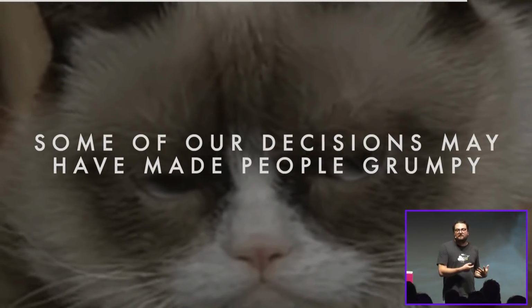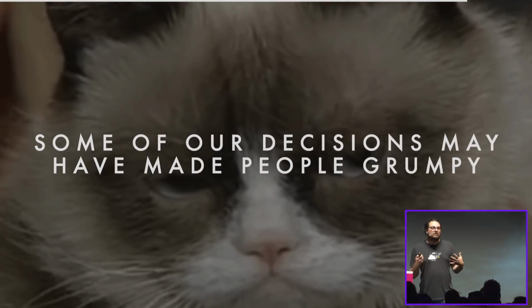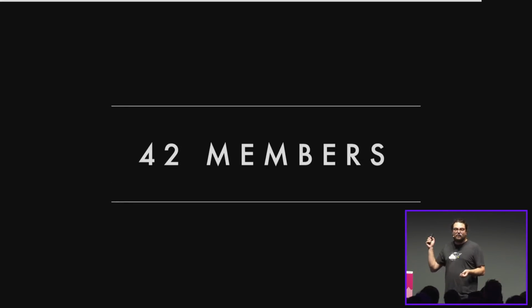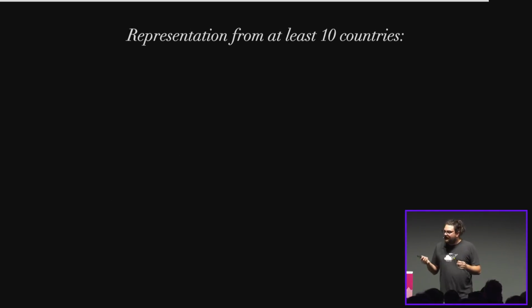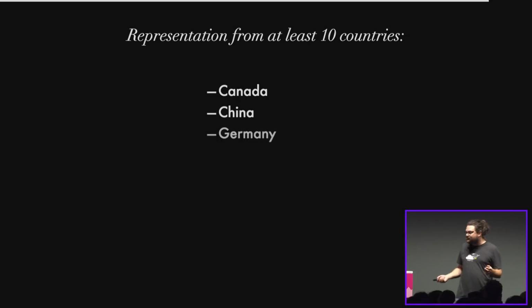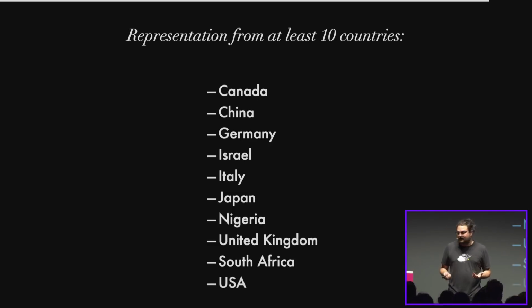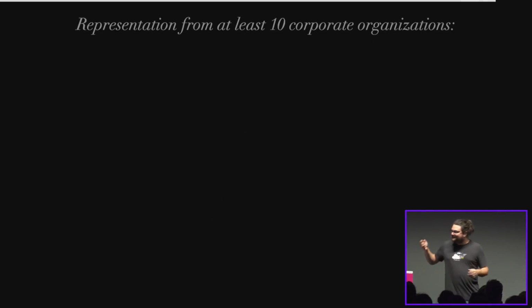And some of the decisions of this implementation have made some people grumpy. And in response, we spun up a Node.js modules team. And this is really cool. We made it open and 42 members signed up in the first week. This included representation from at least 10 countries, including Canada, China, Germany, Israel, Italy, Japan, Nigeria, the United Kingdom, and South Africa. Oh, and the US.